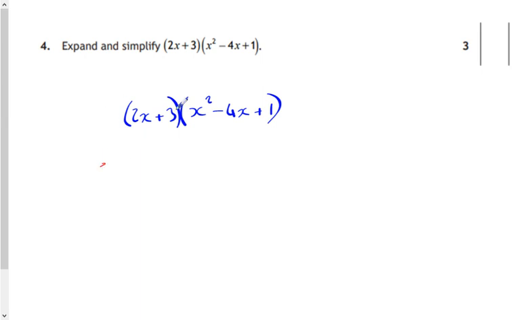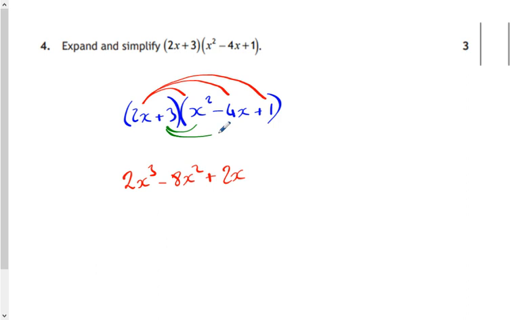So let's get started. We're going to have 2x multiplied by each term in the 2nd bracket, giving us 2x cubed minus 8x squared plus 2x. And then we've got our plus 3 here multiplied by each of the terms in the 2nd bracket, giving us plus 3x squared minus 12x plus 3. So there's our first 3 terms correct, our second 3 terms correct. There's our first 2 marks.